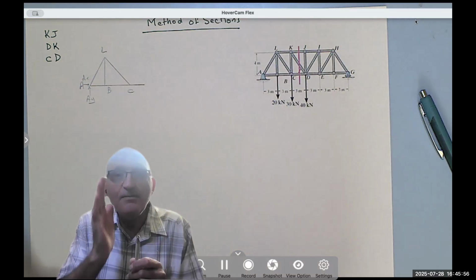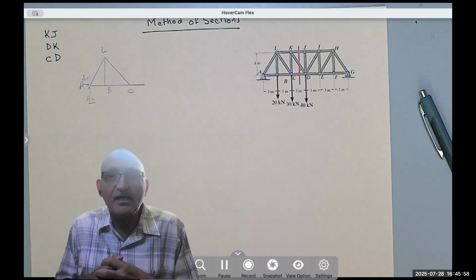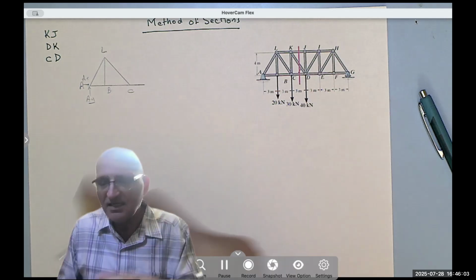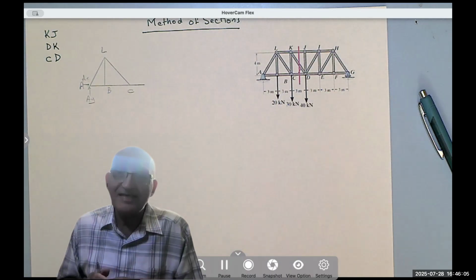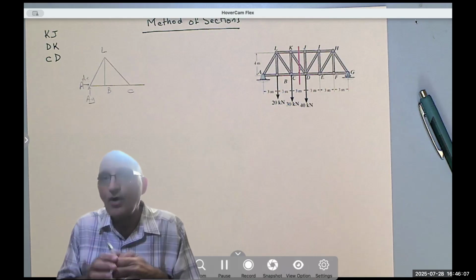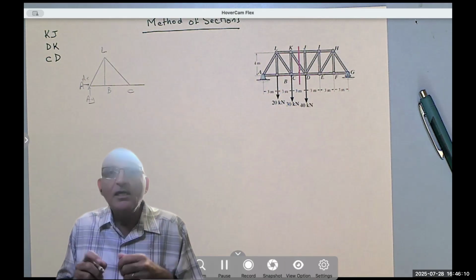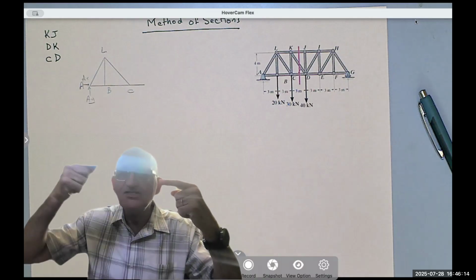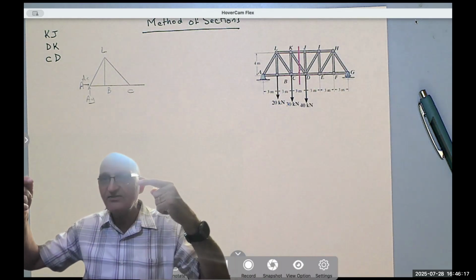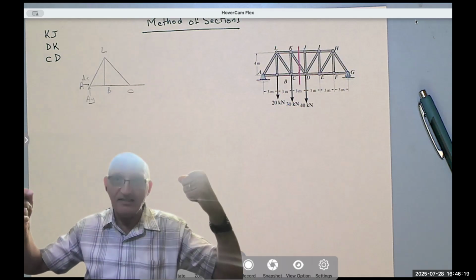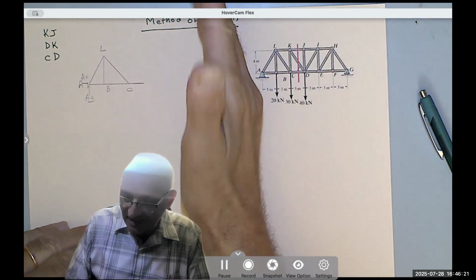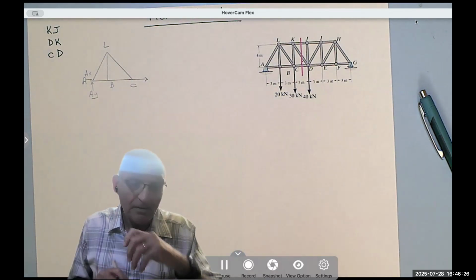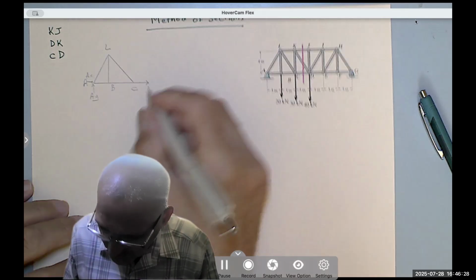And when you cut a member, you are exposing its internal forces. Let's assume for the sake of argument again that these three forces are tensile forces, so the forces are going away from the pin. I have two equal and opposite forces, but one of them is connected to the right-hand side of the truss and the other to the left-hand side. And since I'm analyzing the left-hand side, I'm going to see just one arrow. I'm exposing the internal forces.